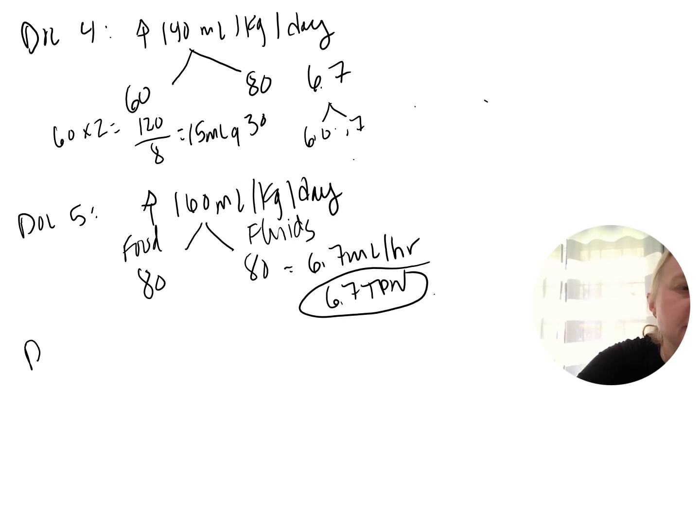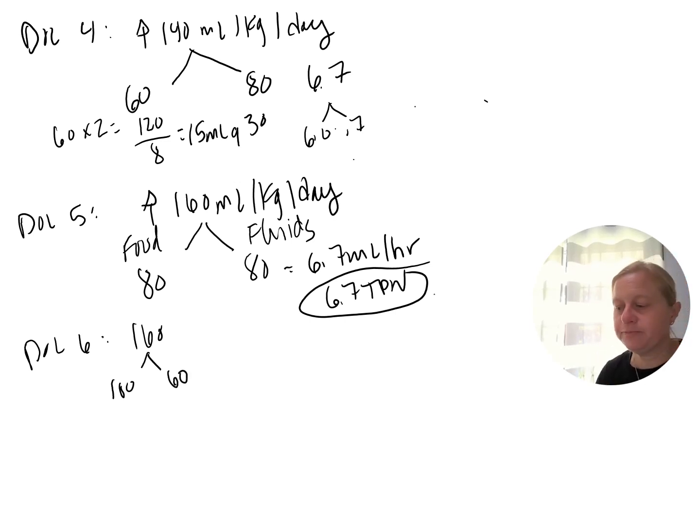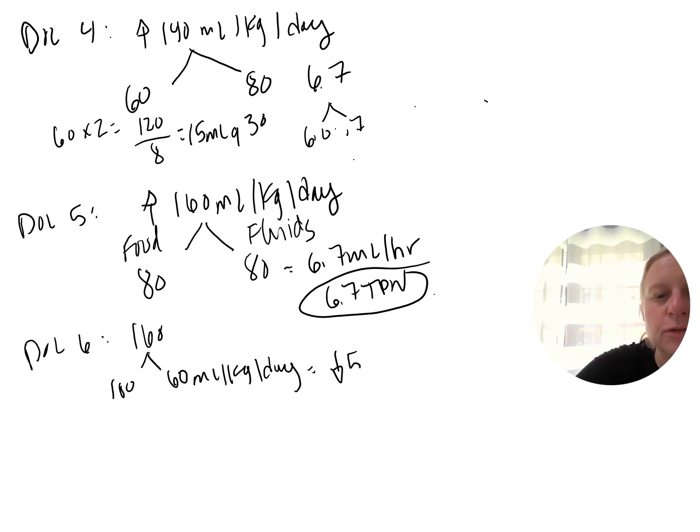So day of life 6, we stay at 160. We made it. We hit our goal, 160 mils per kilo per day. So now when we go up in our food to 100, it is now time to decrease our fluids down to 60. So when we go down to 60 mils per kilo per day, our rate is going to decrease to 5 mils per hour. So we've actually just now started turning our IV down. Prior to this, the first 5 days of life, our IV has remained the same.